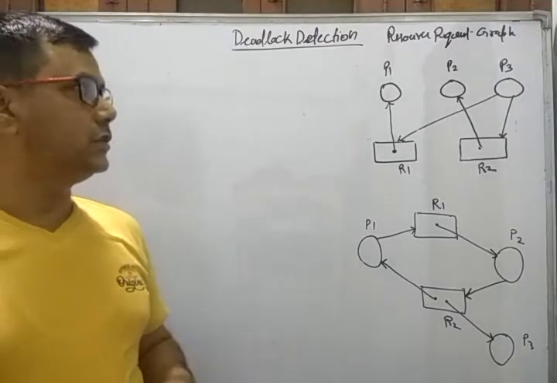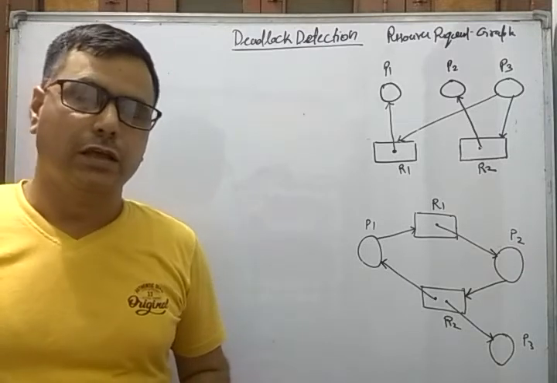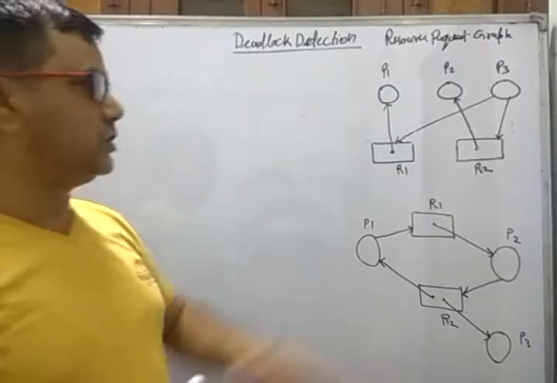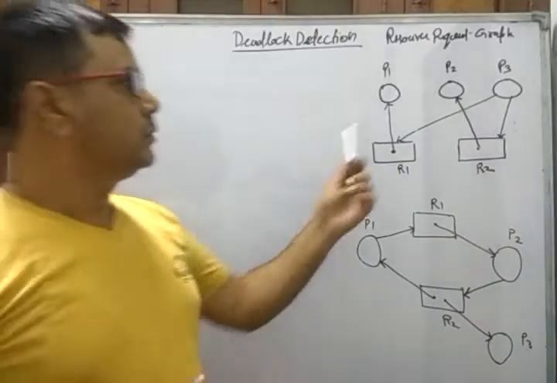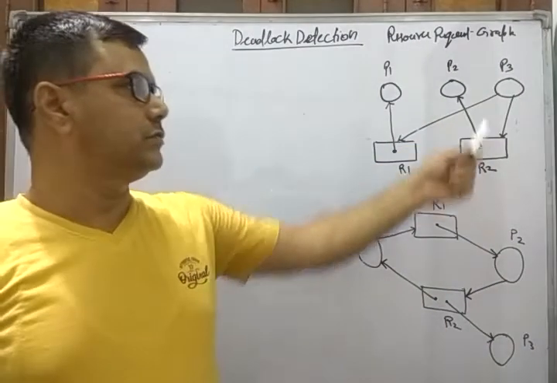Now today I am going to discuss deadlock detection through resource request graph. Now here are two resource request graphs. In every graph there are some nodes and some edges.